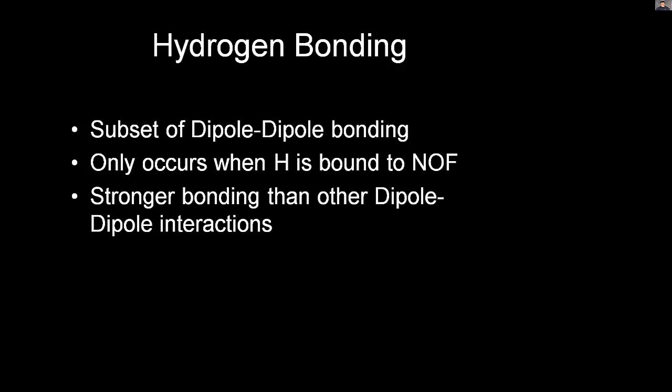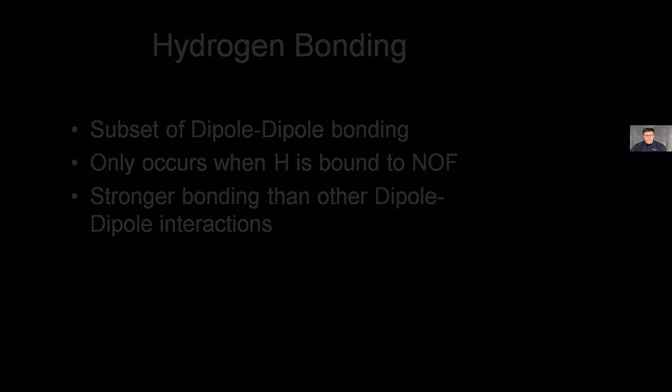We can observe that it's stronger than other interactions because the boiling point for something like water, which exhibits hydrogen bonding, is higher than the boiling point of something such as PCl3, much higher than the boiling point of PCl3, which doesn't exhibit hydrogen bonding. We can take a look at what this looks like.